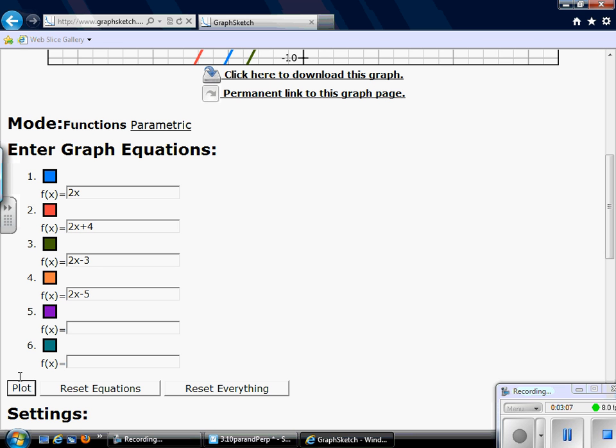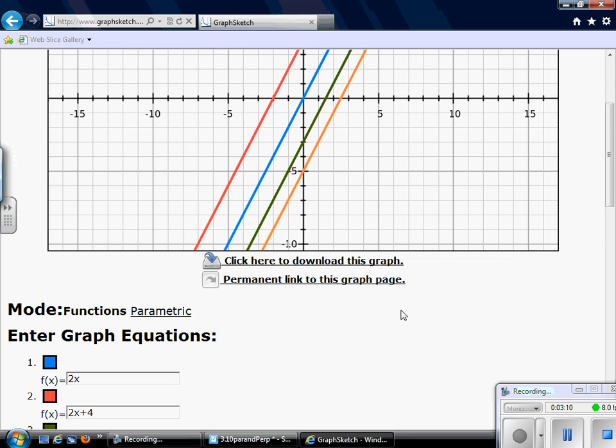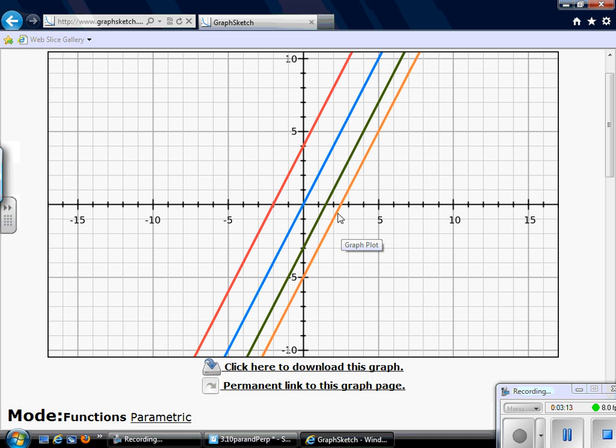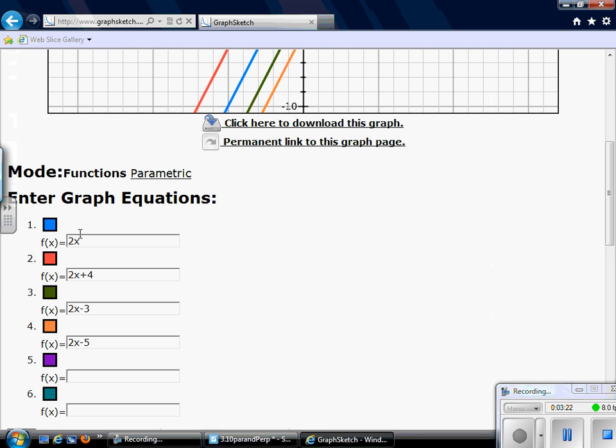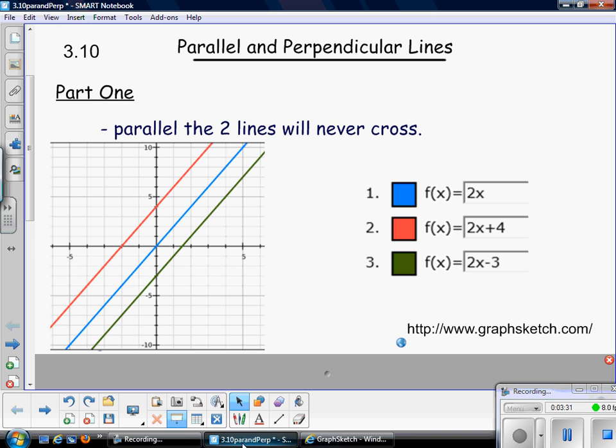We're going to plot it, and then I'm going to go back up here and see. Wow, this orangey yellow colored one is parallel to the other three. So you can see what they had in common was the 2x. Now, what exactly is that 2 in front of the x? Well, it's in the location of the slope, because we know that y equals mx plus b, so the 2 is in the location of the slope.